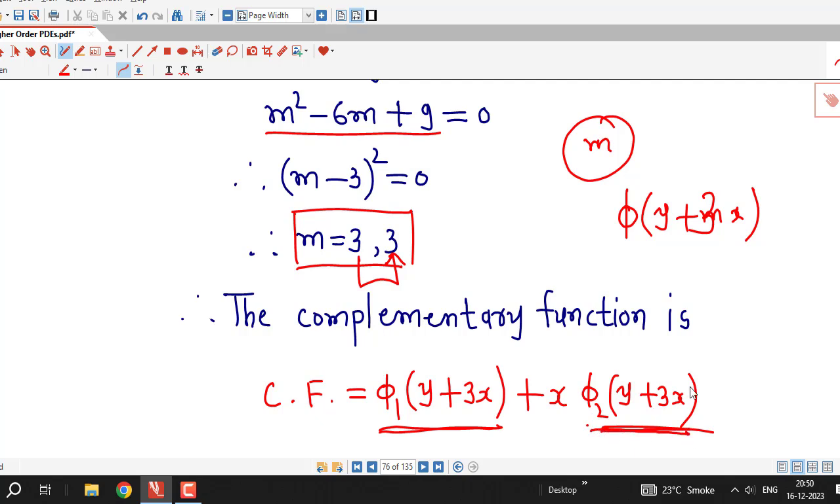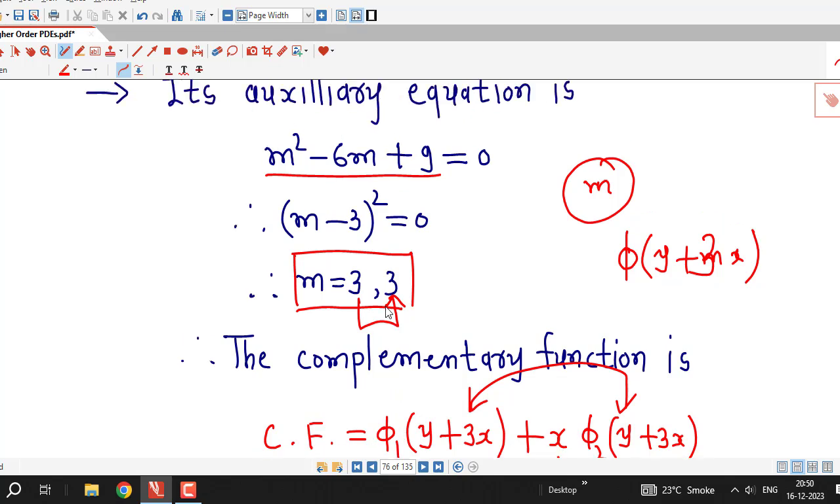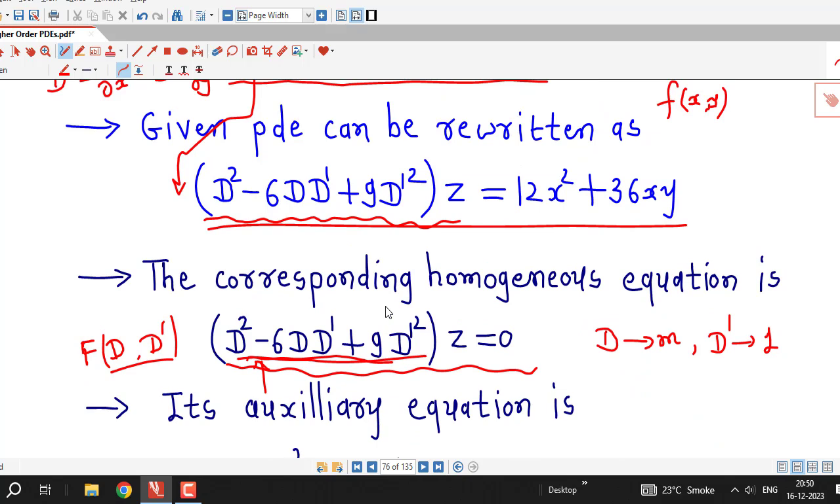Here also I have an arbitrary function of y plus 3x. To make these two functions independent, I will multiply one function by a power of x. So this is going to be the complementary function of the given non-homogeneous equation.